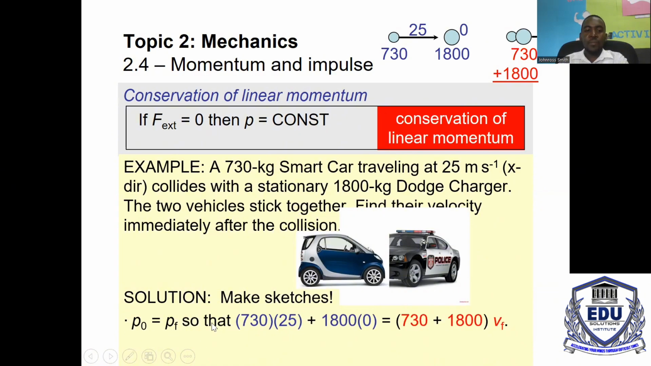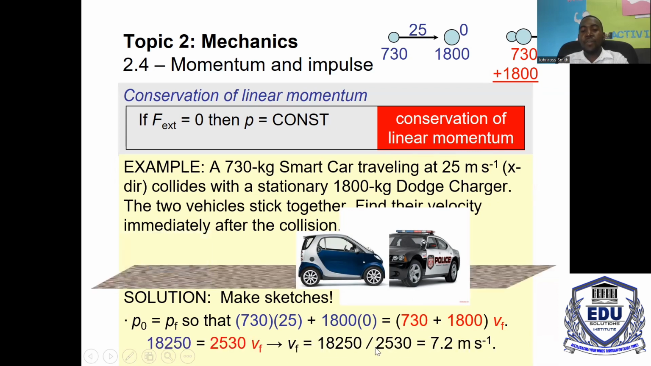So the momentum before is 730 times 25, mass times velocity, plus mass times velocity, 1800 times 0, and that's equal to the momentum after, which is the total mass of them together, because they're moving together, multiplied by the final velocity. When we do that, we get that the final velocity after they collide is 7.2 meters per second. And this is an example of the momentum of an inelastic collision.